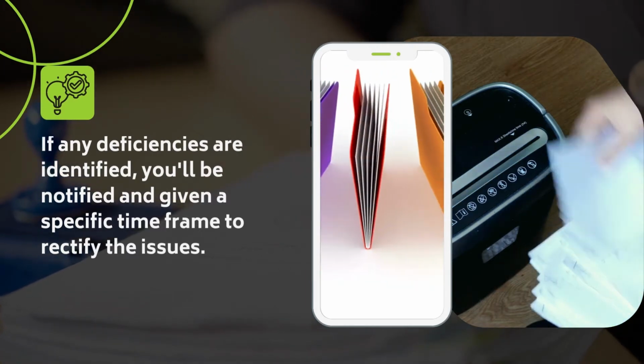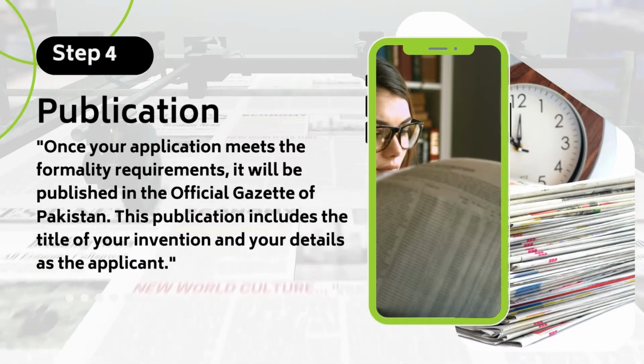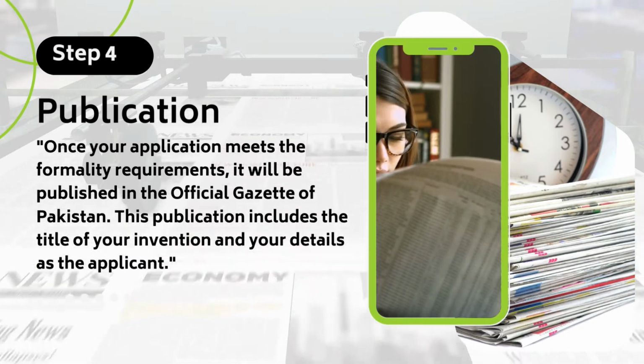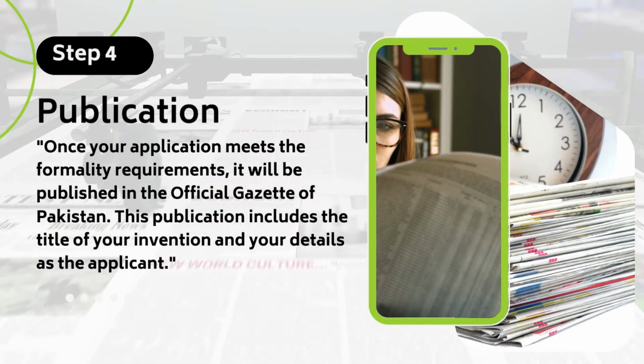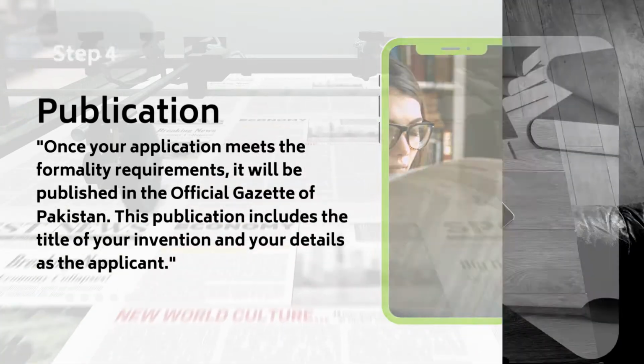Step 4. Publication. Once your application meets the formality requirements, it will be published in the Official Gazette of Pakistan. This publication includes the title of your invention and your details as the applicant.